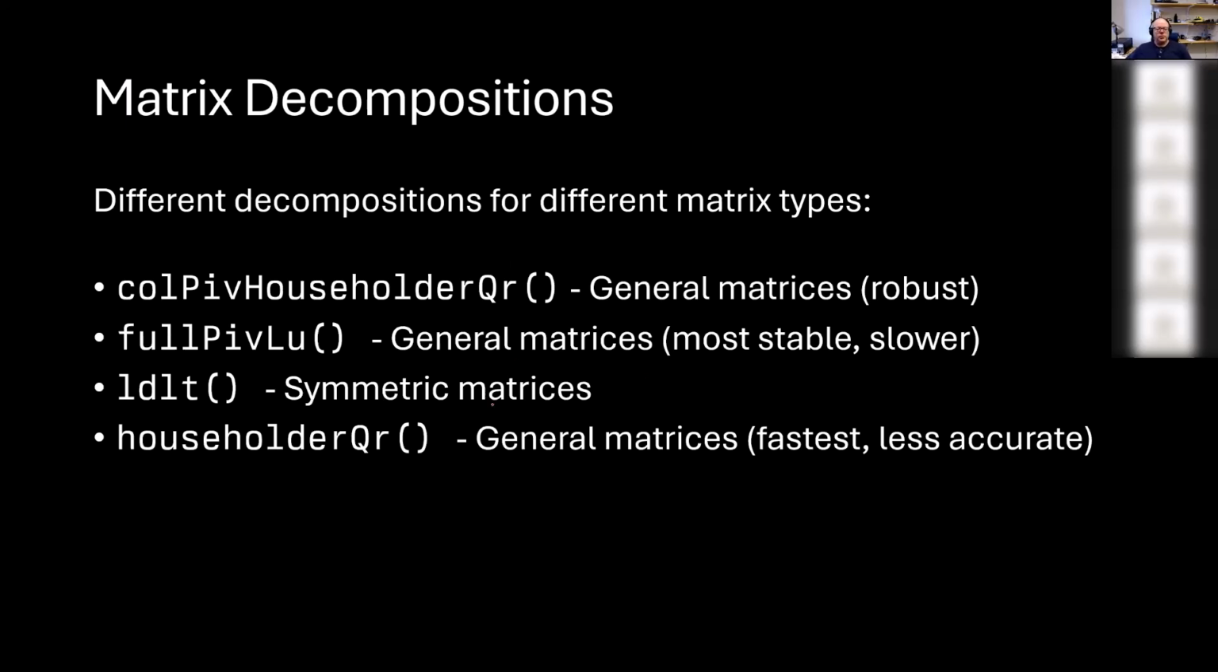There are many of these. This one is general column-pivoting Householder QR. It works well for most matrices. FullPivLU is the most stable one, but is slower. LDLT is for symmetric matrices, and Householder QR is fastest but less accurate. So look at the documentation. There are a lot more of these available as well, and a lot of options on those as well.